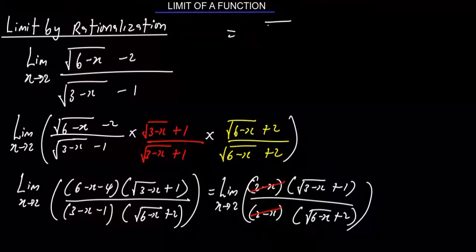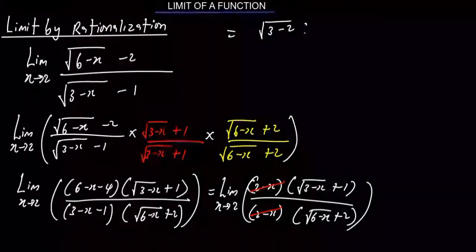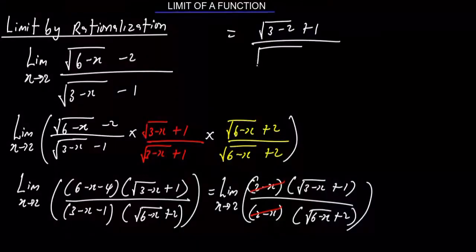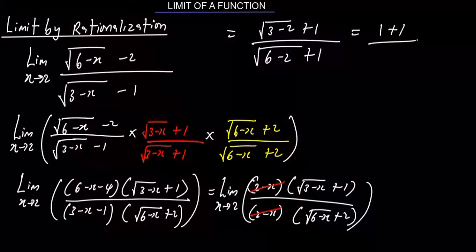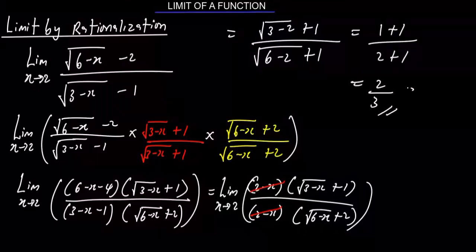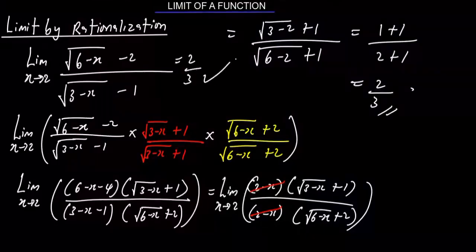So you have square root of 3 minus 2 plus 1 over square root of 6 minus 2 plus 2. And that will give me what? Let me show you. 3 minus 2 is 1. Square root of 1 is 1. 6 minus 2 is 4. Square root of 4 is 2. 1 plus 1 gives 2, and 2 plus 2 gives 4. That will give me 2 over 3. That's just the answer to this limit. That's 2 over 3. So that is it.